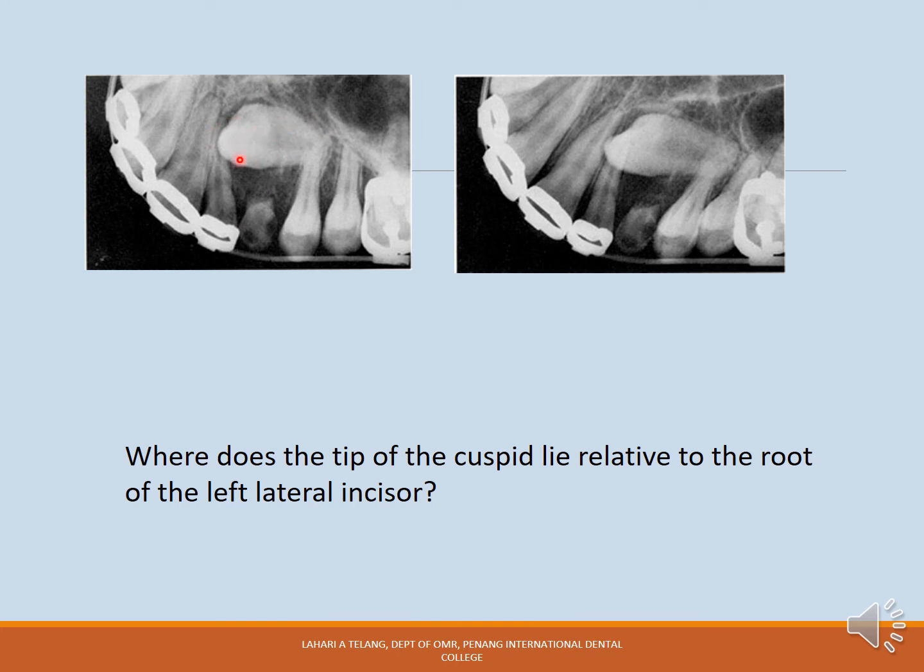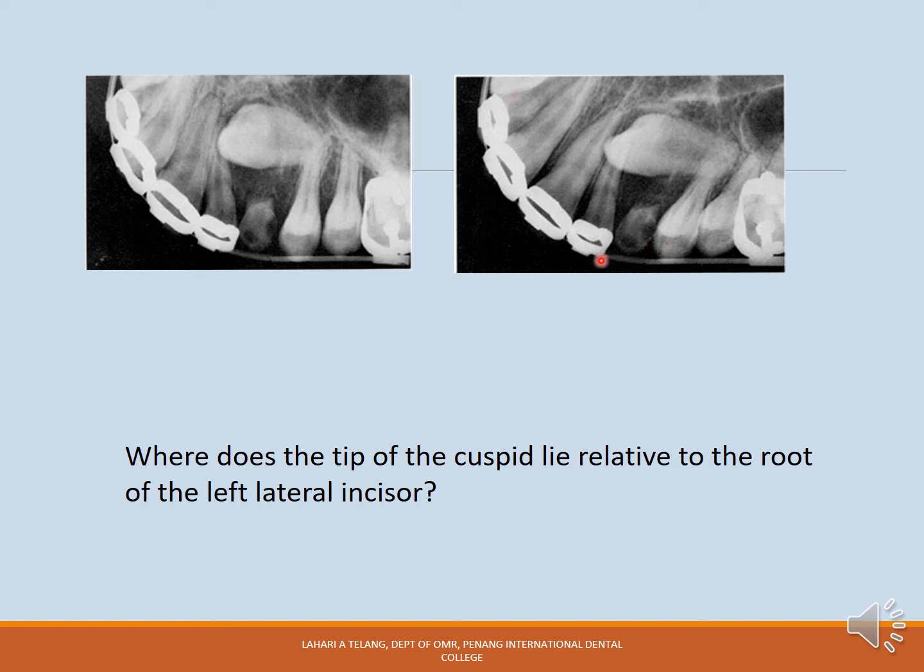This is a canine which is impacted. If you notice the tip of the cuspid, where does the tip of the cuspid lie relative to the root of the left lateral incisor? Now the tip of the cuspid in the first image is exactly superimposed over the lateral incisor and is very close to the central incisor. In the second image, you can obviously see that the X-ray machine has been moved mesially because you can see more of the other lateral incisor and canine on the other side.